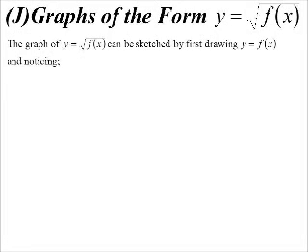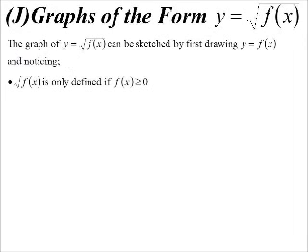Let's have a look at square root graphs. So, square root of function x. Now obviously we can only find the square root of function x if function x is positive. So that means anything below the x-axis will just disappear. It's no longer in the domain.